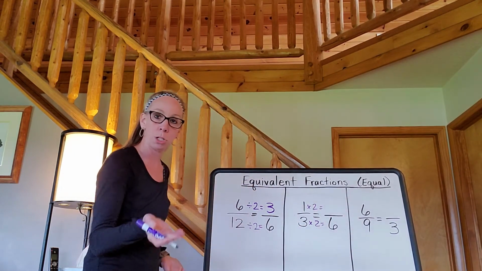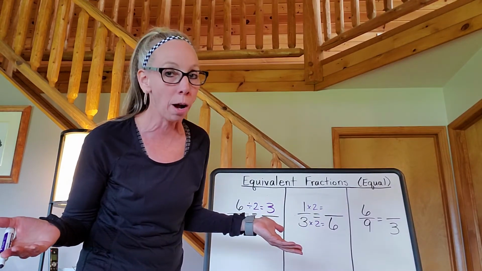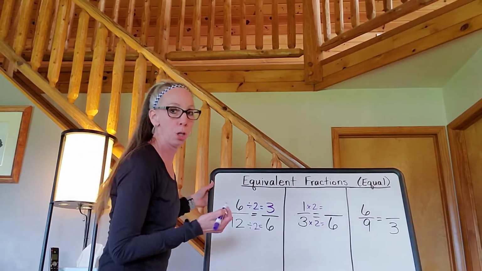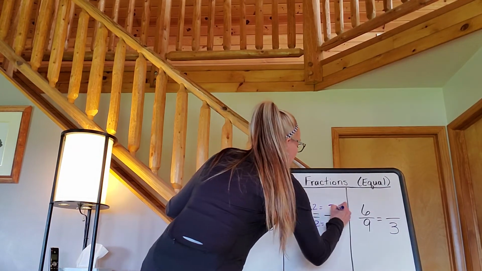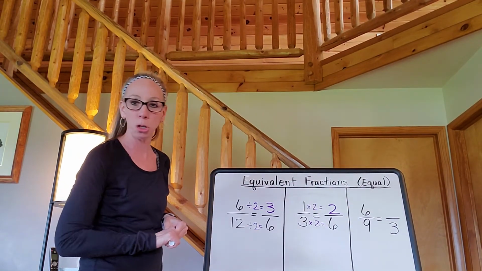So 1 times 2 equals, we all know that one because any number multiplied by 1 is that number. So 1 times 2 is 2. So our fraction that is equal to 1/3 is 2/6.